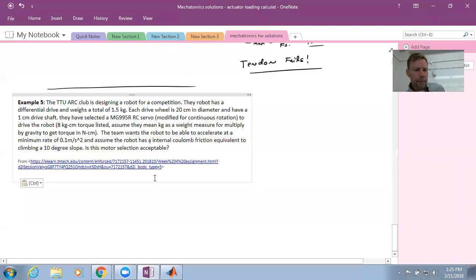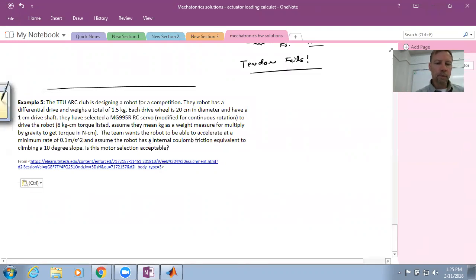All right, example number five, looking at actuator load calculations from a mechatronic standpoint, which is trying to integrate actuators and drives, doing some basic calculations. In this case, the T2 Art Club is designing a robot for competition, differential drive, weighs 1.5 kilograms, each wheel is 20 centimeters, drive shaft, and so on.